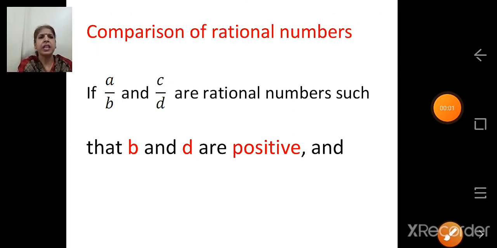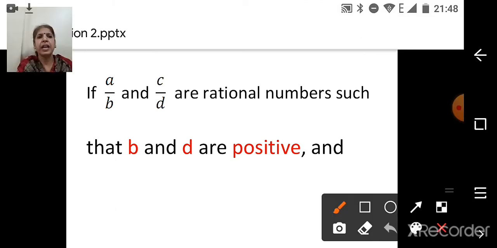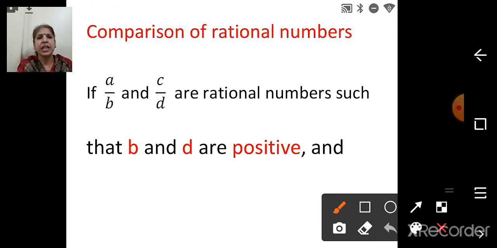Comparison of rational numbers. If a upon b and c upon d are rational numbers such that b and d are positive, it means the denominators b and d are positive. Then by cross multiplication, we get a multiplied by d and b multiplied by c. Whatever relation a d has with b c, the same relation a upon b will have with c upon d.